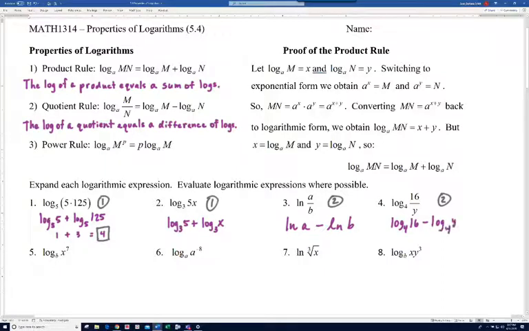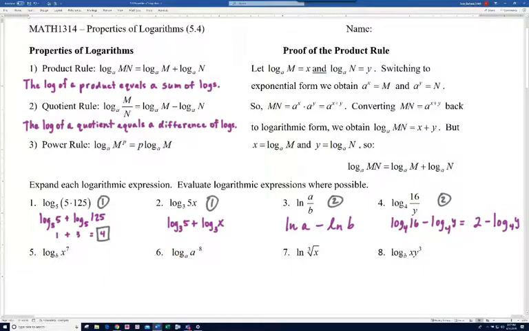Minus the log base 4 of y. Now again, hopefully you look at this log here and you're thinking, oh shoot, I can actually simplify that. Let's see, what exponent do you put on a 4 to get 16? Well, that would be 2. So this is 2 minus the log base 4 of y. All right, let's move on to number 5.